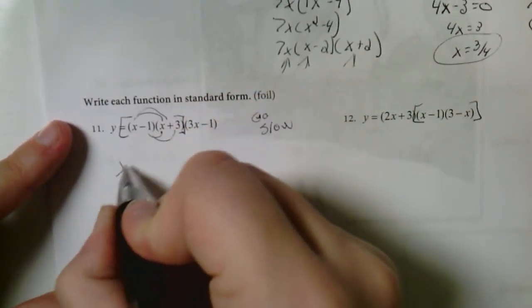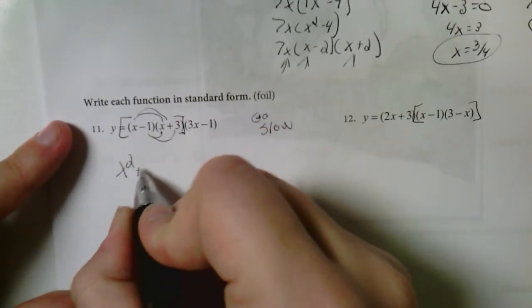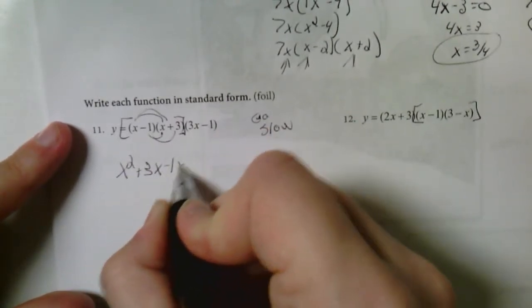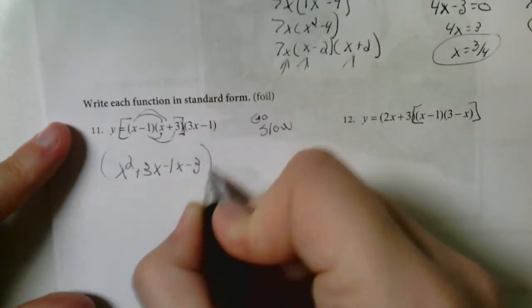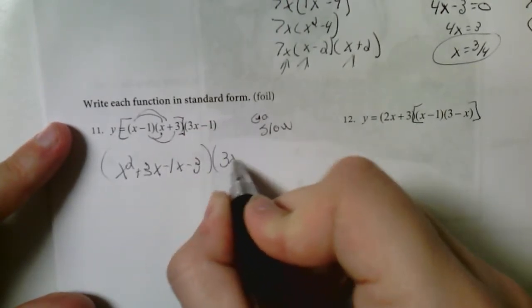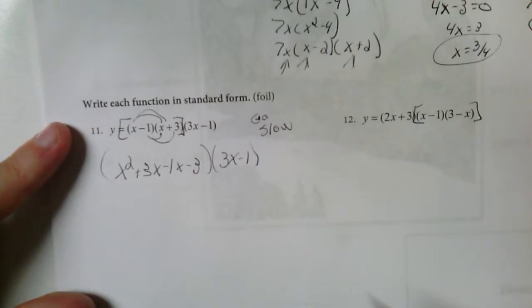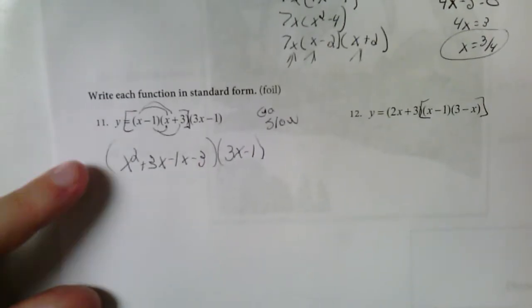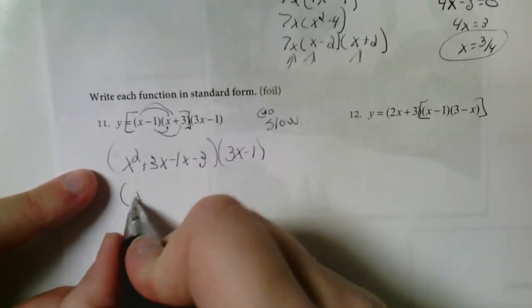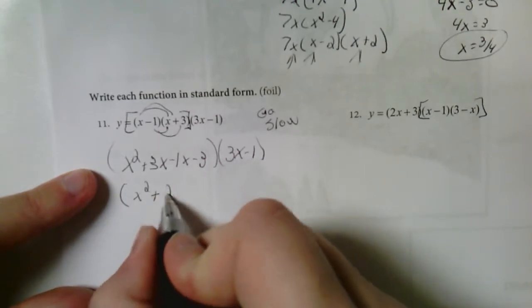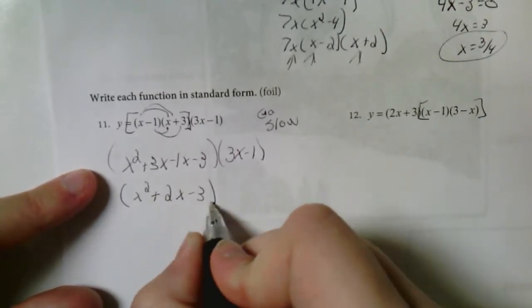So if I FOIL this first one, I'm going to get 3x minus 1x minus 3. I still technically have that term on the end, so I'm just going to go ahead and write that out there for now. Keep working with this one until it's completely simplified, so x squared plus 2x minus 3. Now it is fully simplified.